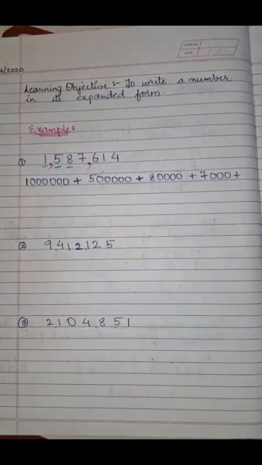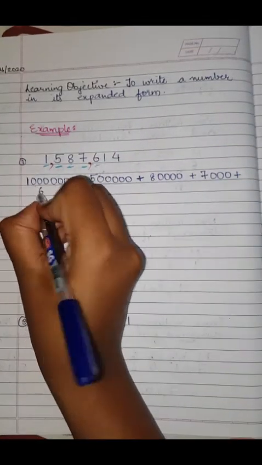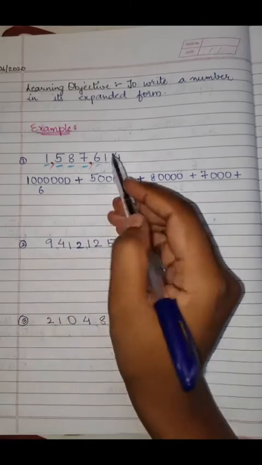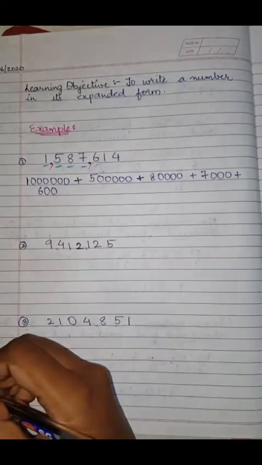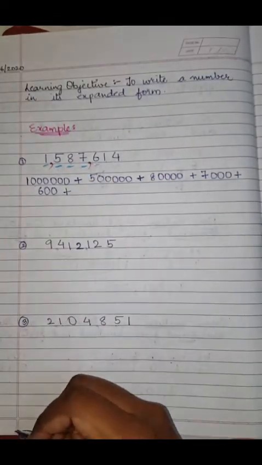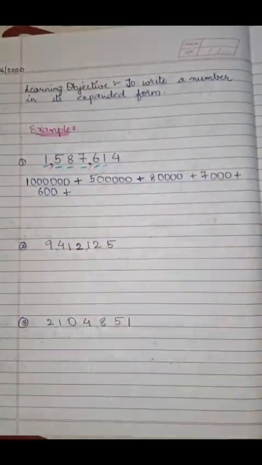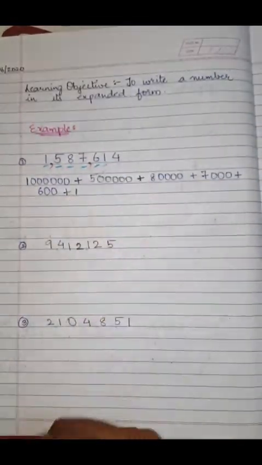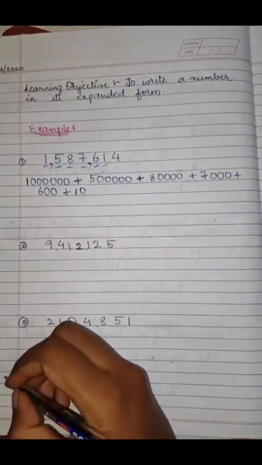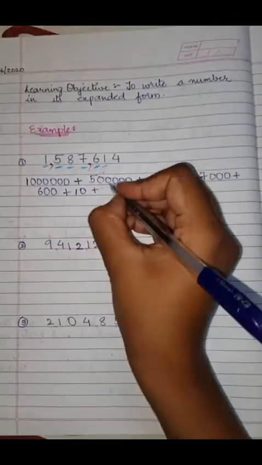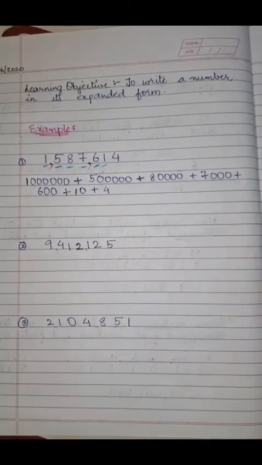Next, which is the next digit? It is a 6. So you'll write 6. How many digits after 6? 1 2. So 2 zeros. Plus. Now 6 is also over. Now you have 1. So you'll write 1. How many digits after 1? Only 1 digit. So you'll put only 1 zero. Plus the last digit is 4, but there is no digit after 4, so you will leave it like that.